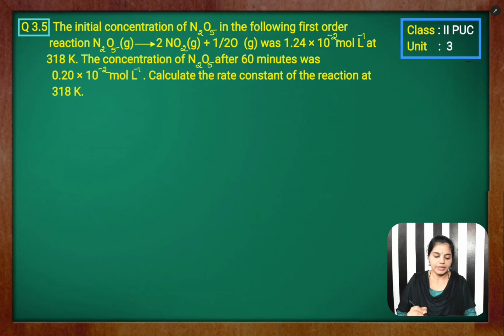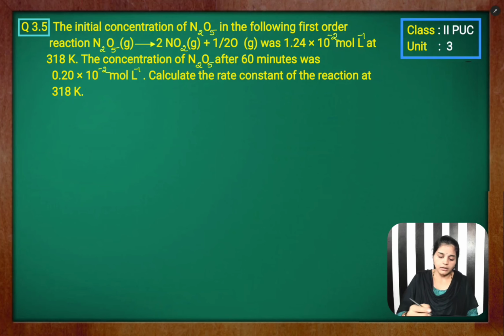Question number 3.5. The initial concentration of N2O5 in the following first order reaction, N2O5 gas giving 2NO2 gas plus half O2 gas, was 1.24 into 10 to the power minus 2 mole per liter at 318 Kelvin. The concentration of N2O5 after 60 minutes was 0.20 into 10 to the power minus 2 mole per liter. Calculate the rate constant of the reaction at 318 Kelvin.